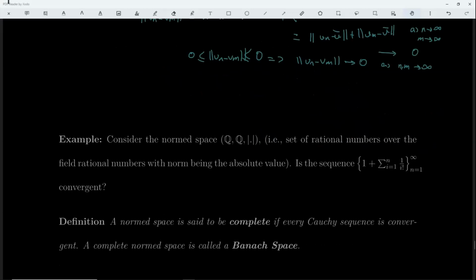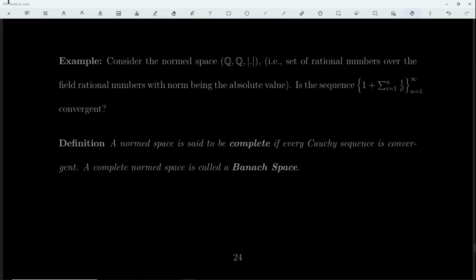All right, so we will consider now two examples to give the definition of completeness in norm spaces. So consider the norm space of rational numbers. And again, the field is defined as rational numbers, and the norm is defined as being the absolute value. And the question is: is the sequence 1 plus the sum of 1 over i factorial, i from 1 to n, going from 1 to infinity, convergent?